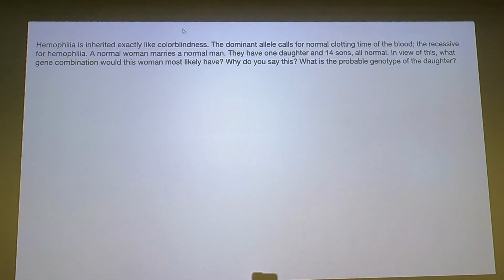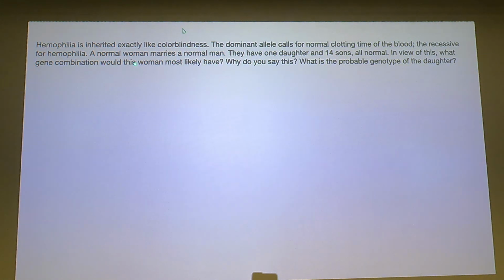Okay. So here's another question about an excellent trait. So hemophilia is inherited exactly like colorblindness. That is, it's an allele on the X chromosome. The dominant allele calls for normal clotting time of the blood, and the recessive causes hemophilia. So in hemophilia, blood clots more slowly or not at all. So it's got all kinds of problems. Now you are a genetic counselor. Great promotion. Oh, you should be getting paid more.